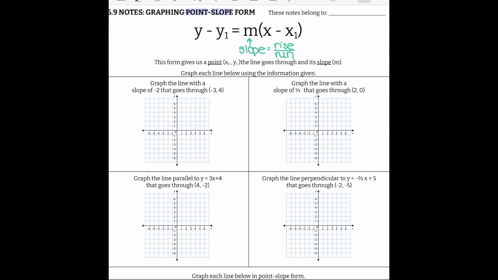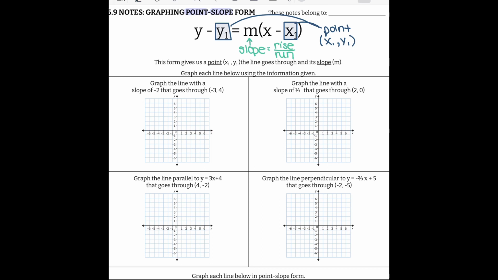Then you also have a point, and that point is the y1 right here and the x1 right here. Just remember that any point is always written as x comma y. So x1 goes first, and then y1. You might be wondering what those little ones mean. They mean that they're coming from the first point.